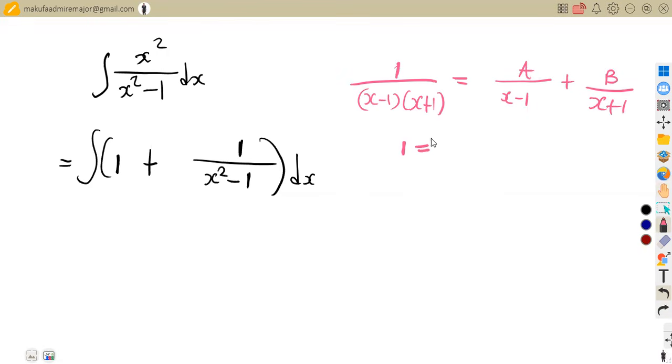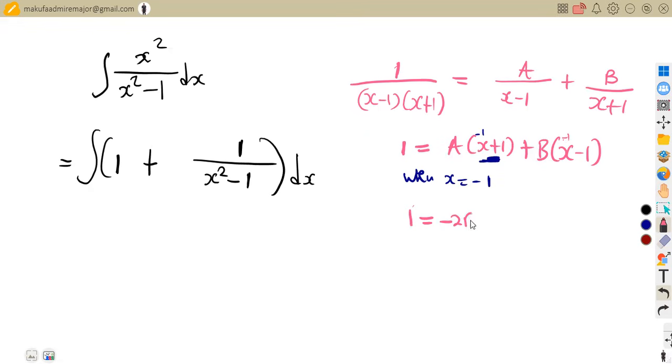Remember the concept: 1 is equal to the numerator here, which is a into x minus 1 cancels, you remain with x plus 1, plus b into x plus 1 cancels, you remain with x minus 1. In order for us to obtain 0 here, we let x be equal to -1. So when x is equal to -1, that gives us a 0 here. That means we have 1 is equal to -1 times -1 is -2b. Divide by -2, our b is going to be -1 over 2.